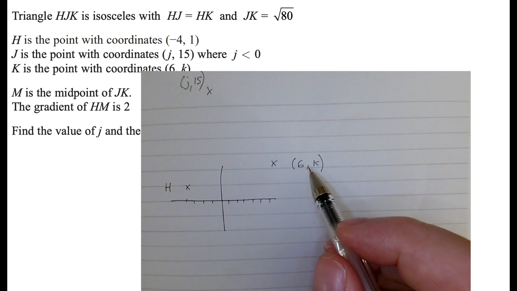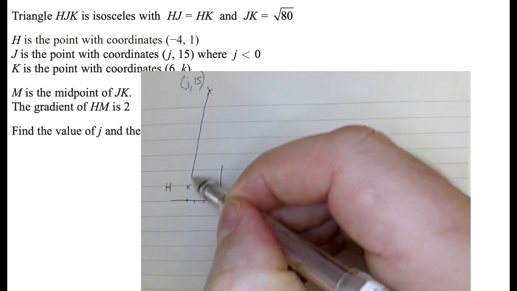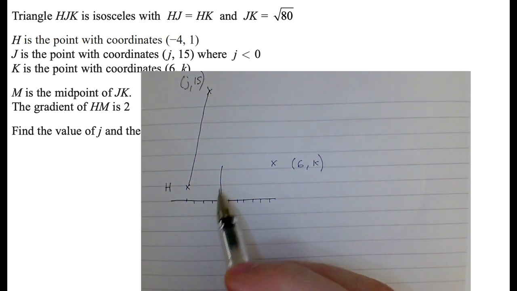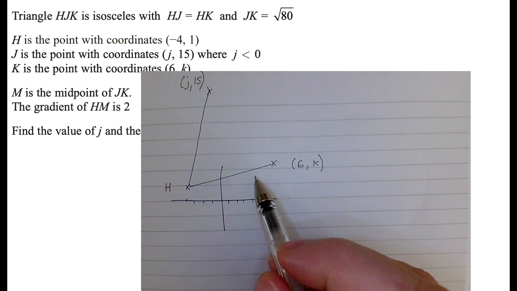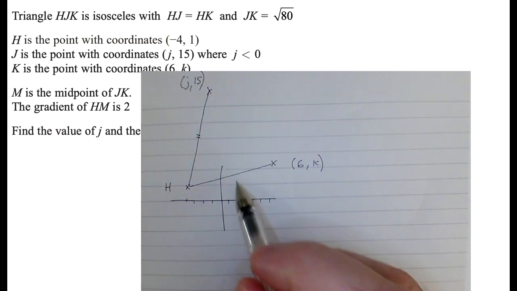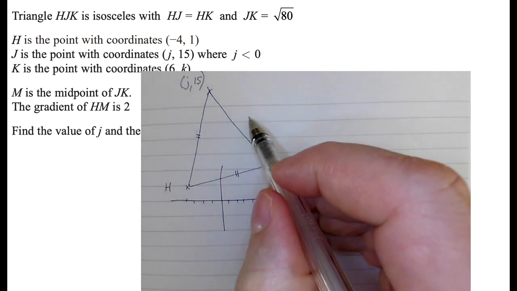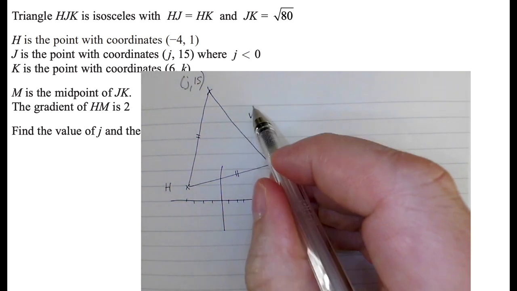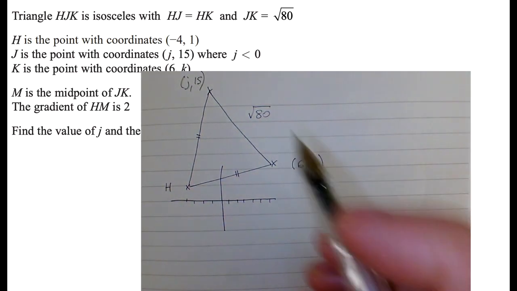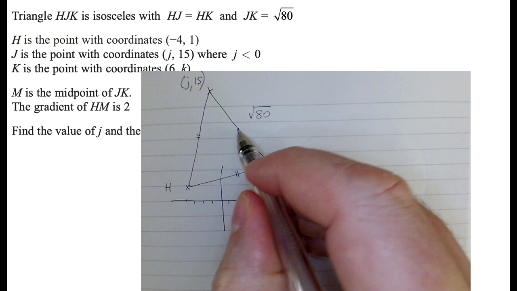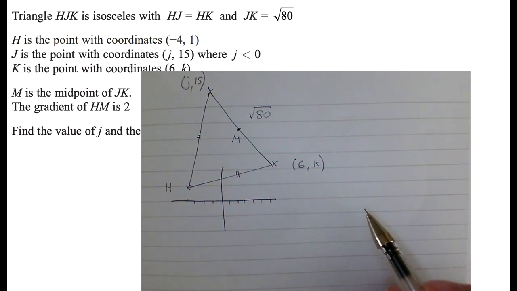Alright, now let's fill in what we've been told. We've been told that this is an isosceles triangle, so let's mark in the sides of this triangle that are the same length, because it's isosceles. So I'm going to use these little marks to show that these are the same length. When I join this up, I've been told this length, j to k, is root 80 in the question. And I've also been told there's a midpoint on j to k, and that the line from h to this midpoint has a gradient of 2.